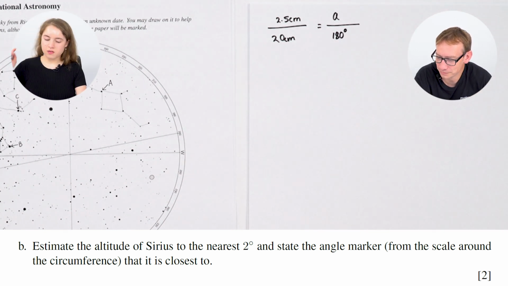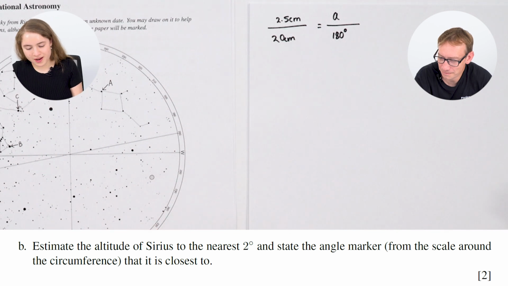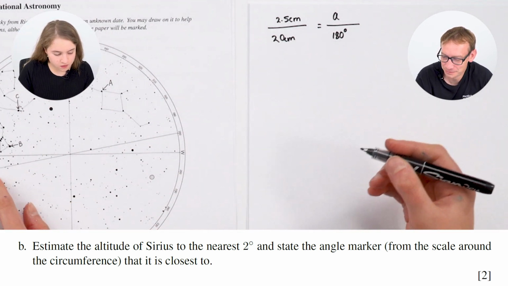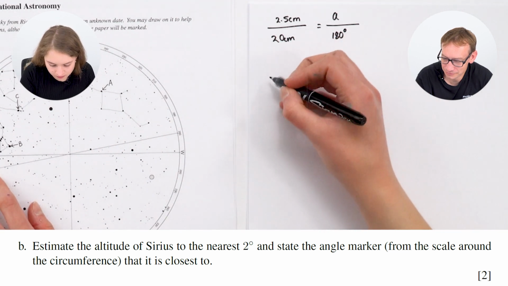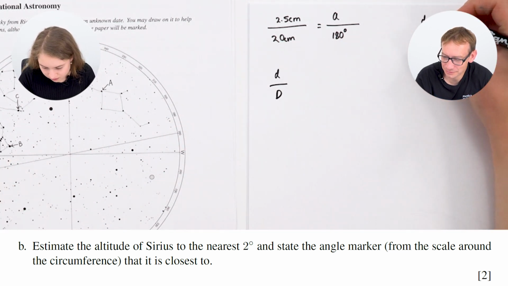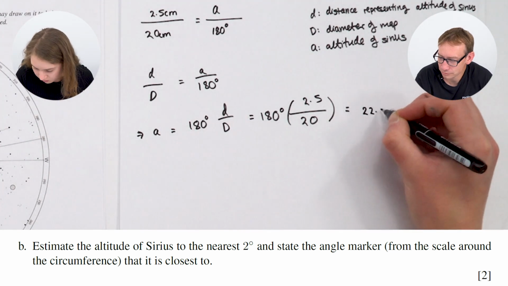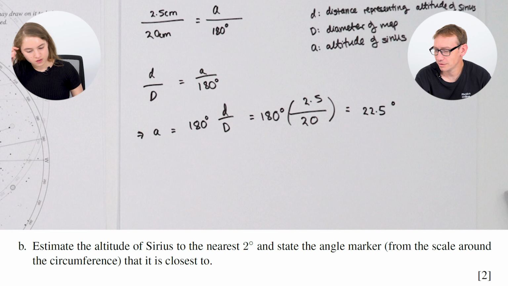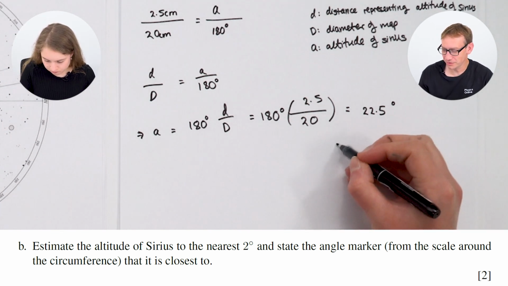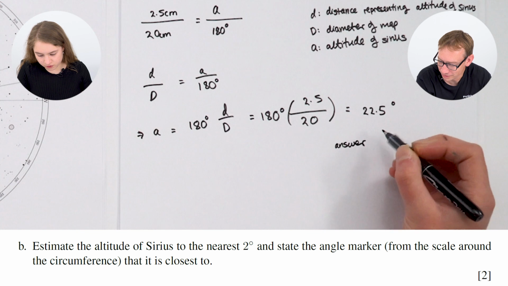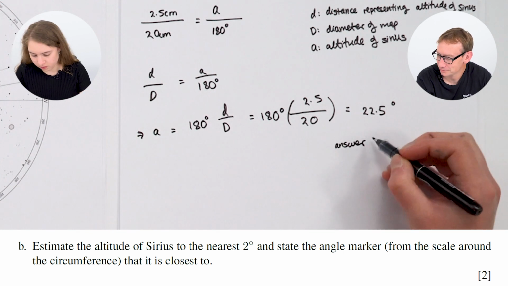Okay, cool. And I wouldn't write in numbers before rearranging, so I'm going to denote the distance from the horizon to Sirius as D, the diameter of the whole map as, and we get 22.5 degrees for the altitude of Sirius. And so we've got the altitude of Sirius to the nearest 2 degrees. And then the angle to marker. To the nearest 2 degrees, this would be 22 degrees, not 22.5.